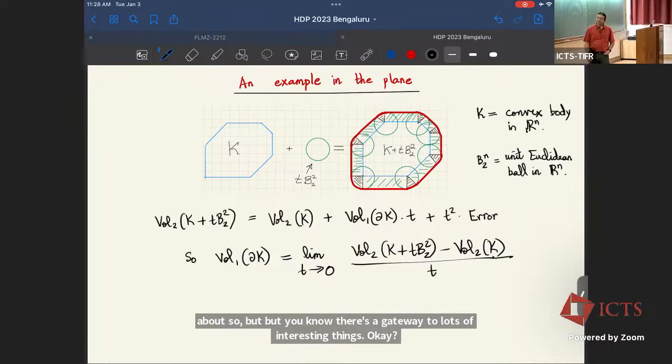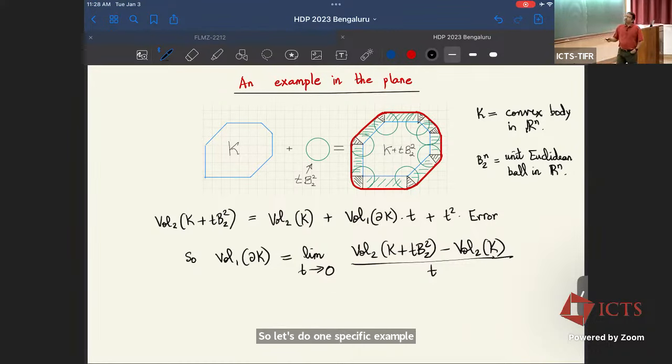Okay, so let's do one specific example. We'll look at this polytope K, and we'll add to it a little multiple of the Euclidean ball. From now on, whenever I say B_2^n, I mean the unit Euclidean ball in R^n. The 2 refers to the fact that this is the Euclidean metric, the little L2 norm, if you like. So I'm taking, since this is in the plane, K plus t times the Euclidean ball in dimension two. And what I get is something like this.